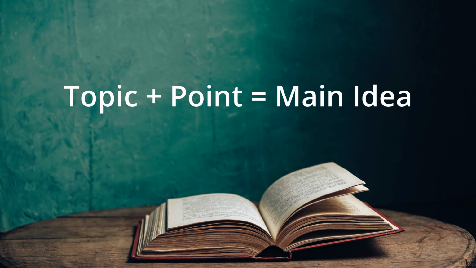To identify the main idea, ask yourself two questions. Question 1. Who or what is the paragraph about? The answer is the topic. The topic can usually be stated in just a few words. Question 2. What is the author's controlling point about the topic? The topic plus the point equals main idea. Let's look at an example.